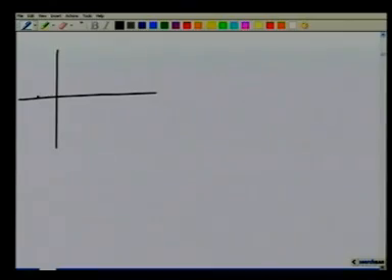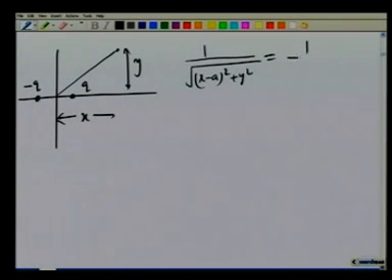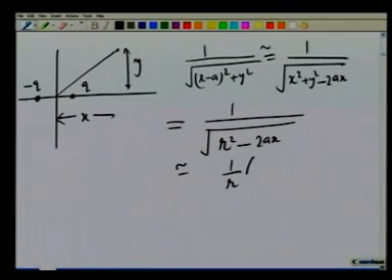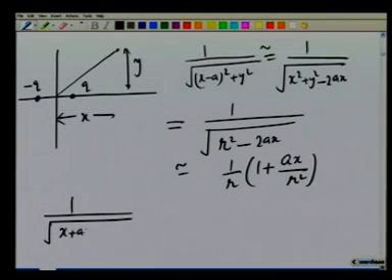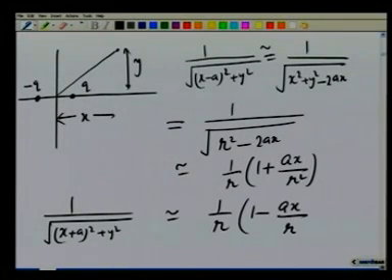I am trying to find the potential due to a dipole at a faraway point, which is x from the origin this way, y this way, with charges q and minus q. I made the approximation that 1 over the square root of (x minus a) square plus y square is approximately 1 over square root of x square plus y square minus 2 a x, which I can write as 1 over square root of r square minus 2 a x, which is approximately equal to 1 over r times (1 plus a x over r square). Similarly, I can write 1 over square root of (x plus a) square plus y square approximately as 1 over r times (1 minus a x over r square).